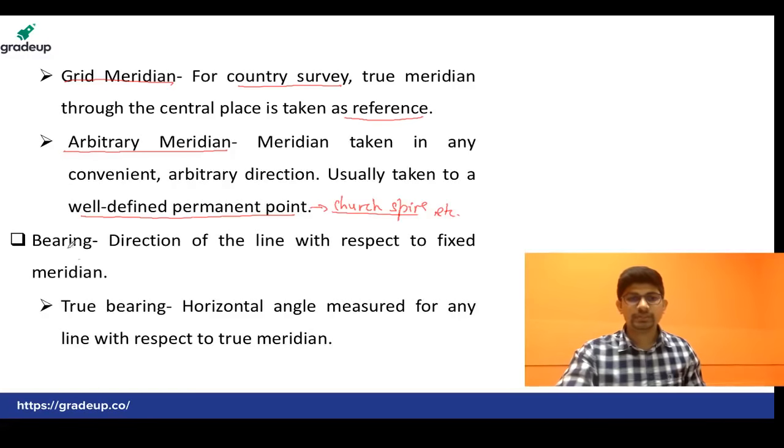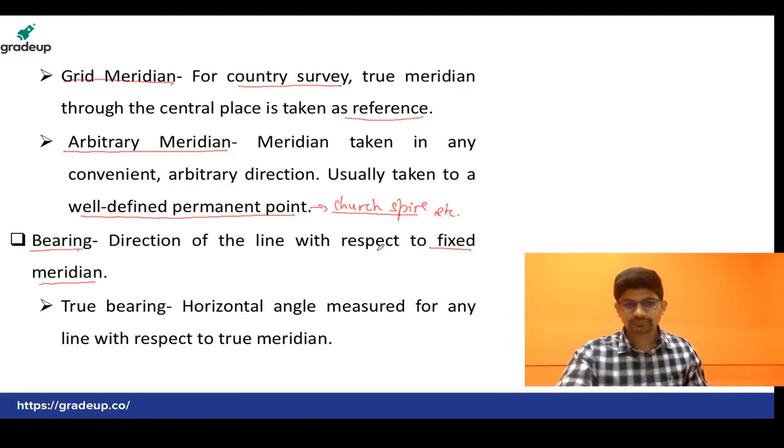Now what is a bearing? I have discussed what is a meridian. So what is bearing? The direction of the line with respect to a fixed meridian. Now you have fixed the reference line, the reference direction. The meridian you have fixed may be true, magnetic, grid or arbitrary. With respect to that, the direction of the line is known as bearing. Now bearings also are categorized into true bearing and magnetic bearing.